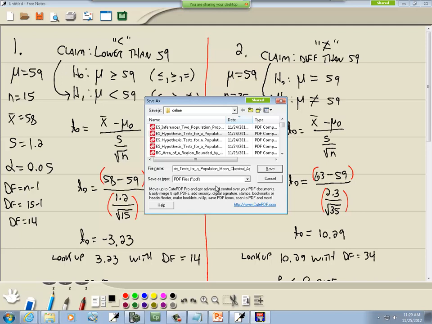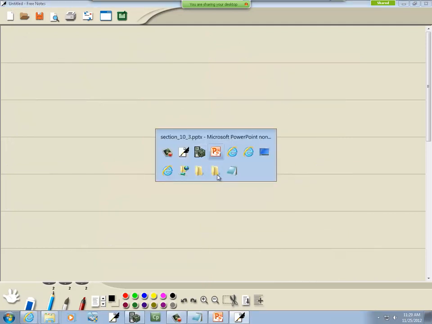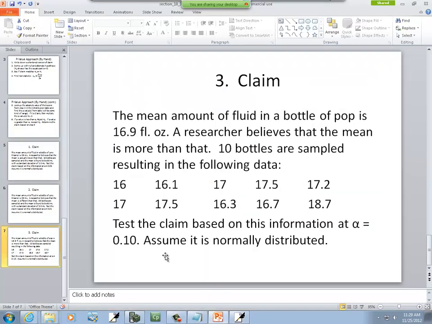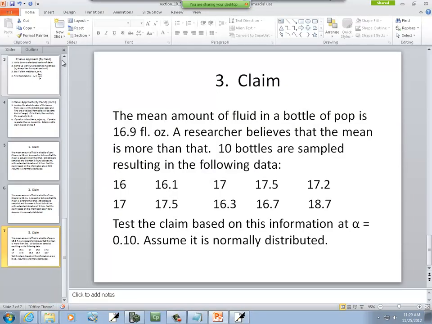Population mean, p-value approach, and by hand. There we go. Next problem is you have to do a lot more work with. It says the mean amount of fluid in a bottle of pop is 16.9. Research believes that the mean is more than that. 10 bottles are sampled, resulting in the following data.